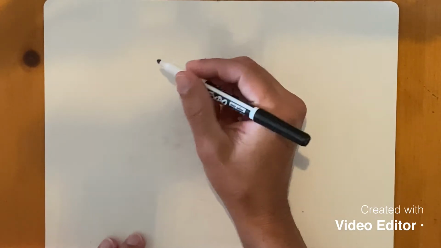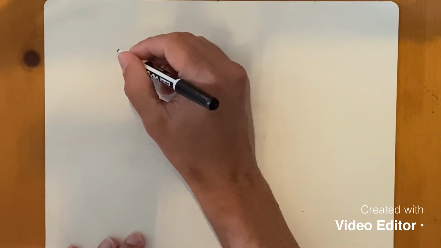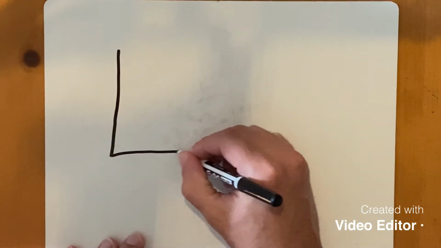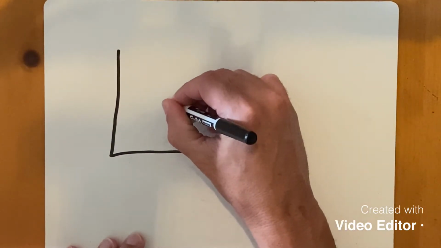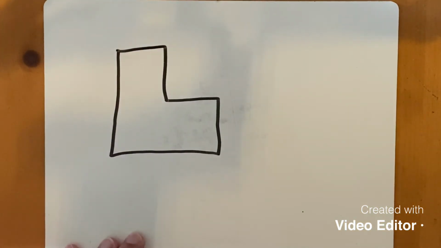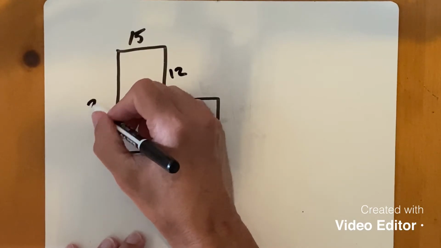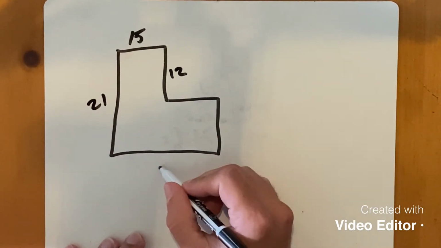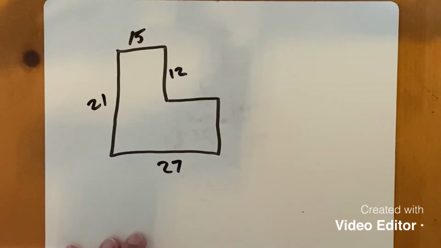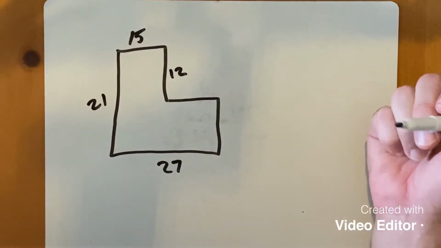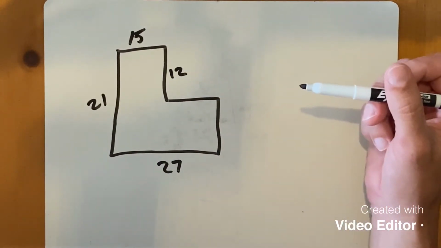Let's start off with an example from the notes. If you want to follow along on the PowerPoint, I'm going to do a couple of those examples as well. The first shape that we're going to look at is kind of like an L shape. They give us that this top part is equal to 15 centimeters, this side part is equal to 12 centimeters, this left side is 21, and this bottom side is 27. We need to use the dimensions that they give us to find any of the other missing dimensions that we've got.